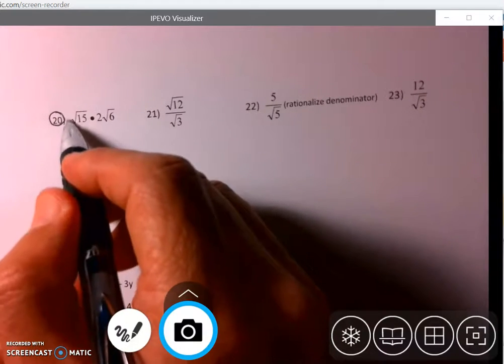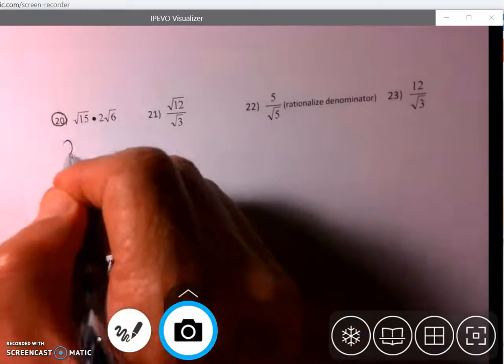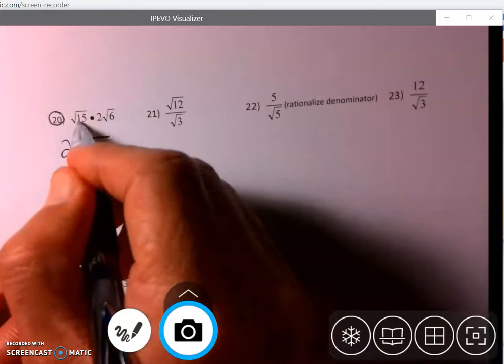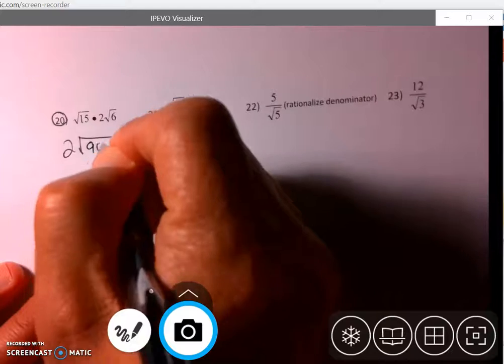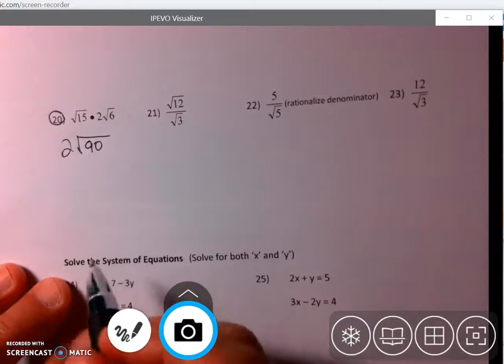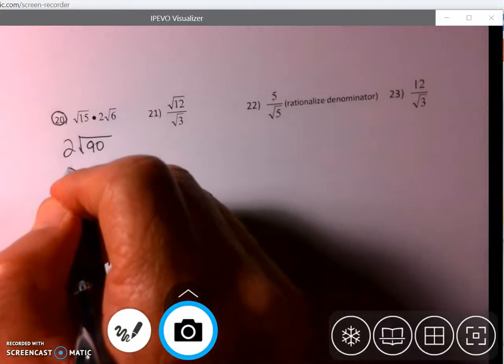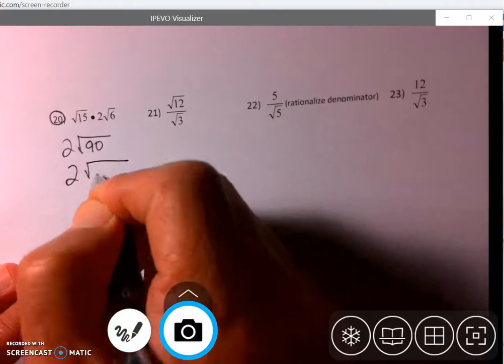So there's really nothing here except a 1. So 1 times 2 is 2. And 15 times 6, inside number with inside number, that's 90. Okay? From there, we are going to break down the 90. We don't really touch the 2 because 2 is a good number. We don't need to deal with that.